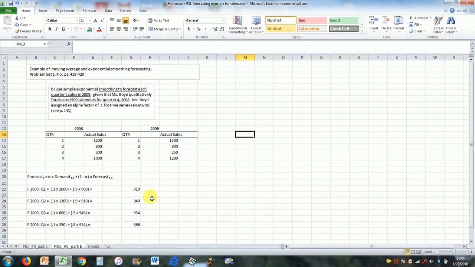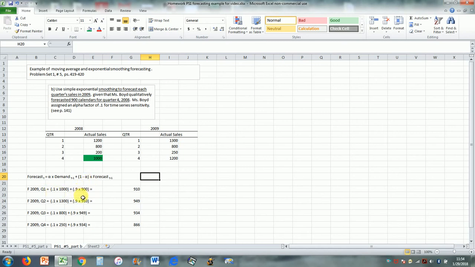Okay, so for the forecast for 2009 quarter 1, we're going to use the formula. We're going to take the alpha factor of 0.1 times the actual demand of the previous period. Where's the previous period? It's right here. Okay. Then we're going to add that to 1 minus the alpha factor, or 0.9, times the previous period's forecast. Now where do we get that from? Oh, it's right here. Remember? Ms. Boyd qualitatively forecasted 900 calendars for the quarter 4 2008.